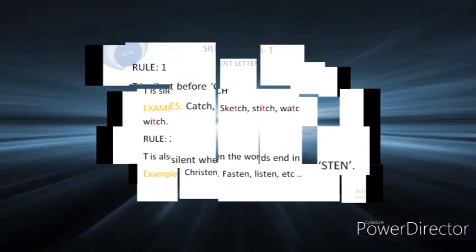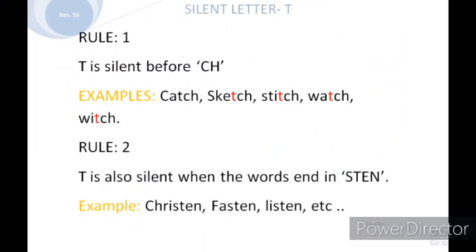Next, we'll move to silent letter T. T has 4 rules, but it is very easy to catch. Okay, first one is T is silent before CH.